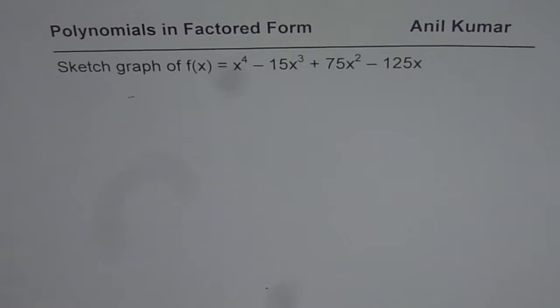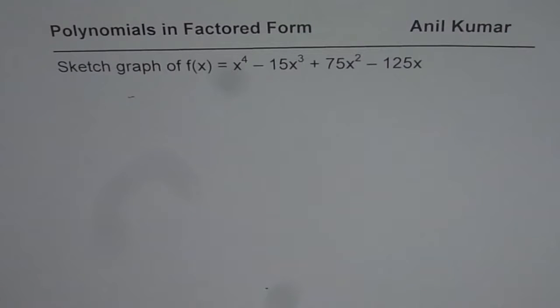You need to sketch the graph of the function f of x equals x to the power of 4 minus 15x cubed plus 75x squared minus 125x. Now the strategy here is to factor and then graph. You can pause the video, factor the polynomial, and then sketch the graph.